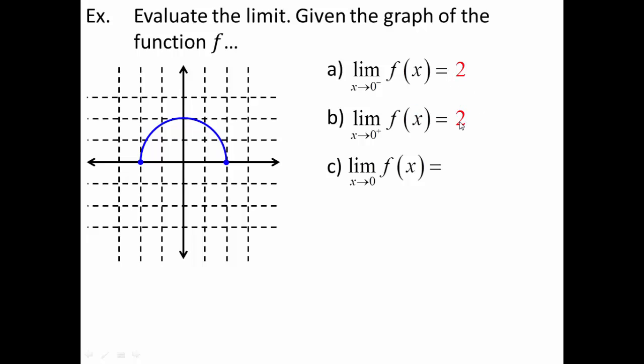And since the left hand and right hand are the same, then I can say the limit is in fact 2. So this isn't evaluating the limit necessarily by direct substitution. I'm not just looking at 0 and trying to evaluate the limit. I'm looking at the left hand and the right hand. Since the left hand and the right hand agree, then I say the limit is 2.